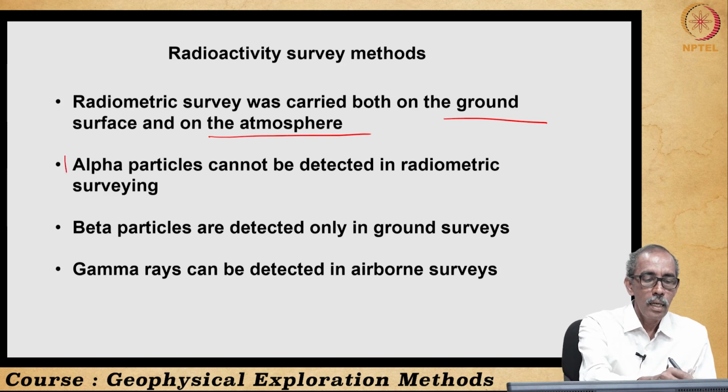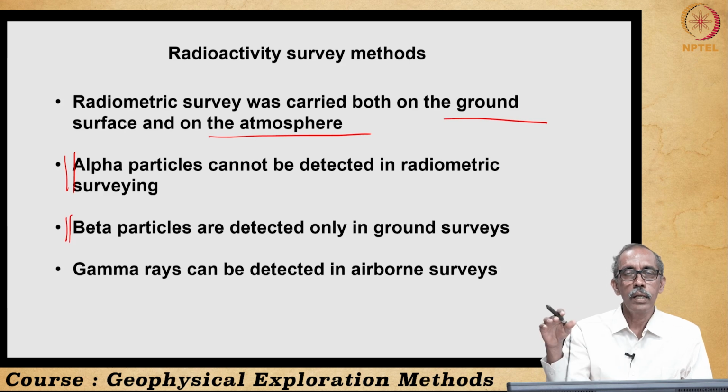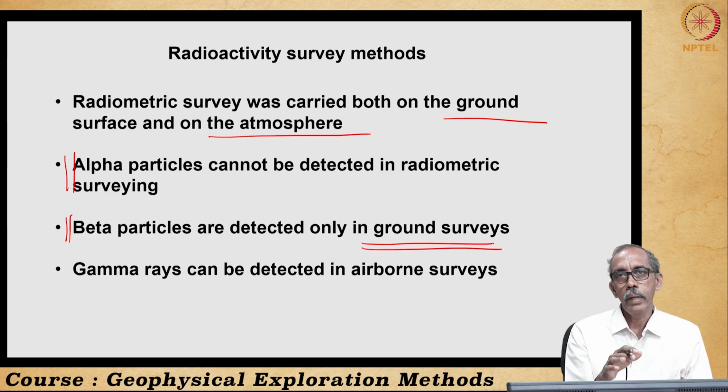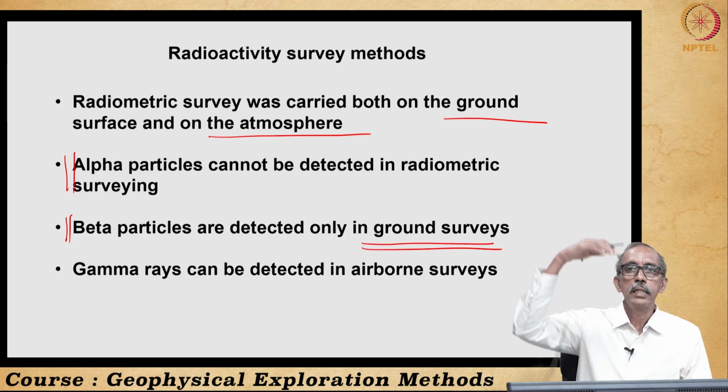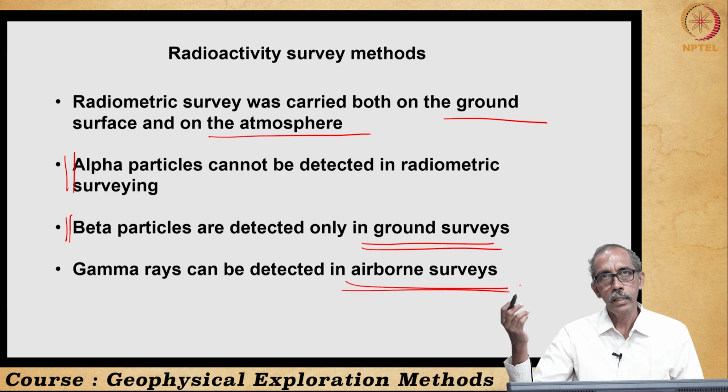We have already seen alpha particles will not be reaching the surface, beta also may not reach the surface because a thin aluminum sheet itself can arrest the beta rays or beta particles. Sometimes some small amount of beta radiation may reach the surface, but it can be measured only by ground based survey, right. Whereas gamma radiation can go into the atmosphere too. So, gamma radiation can be measured also from the aircraft. So, radioactive methods can be carried out on the surface of the earth as well as from airborne instruments, right.